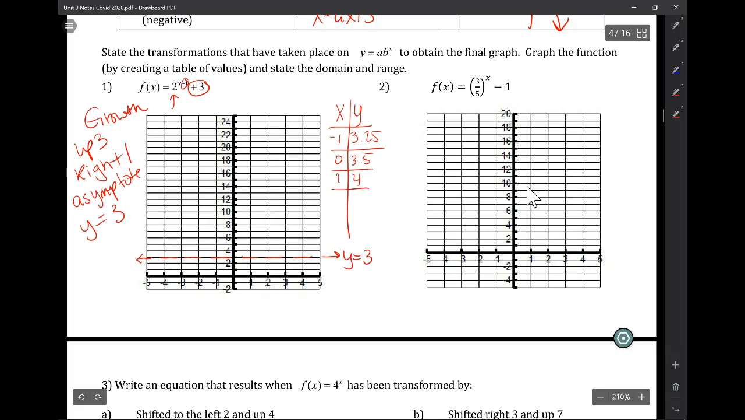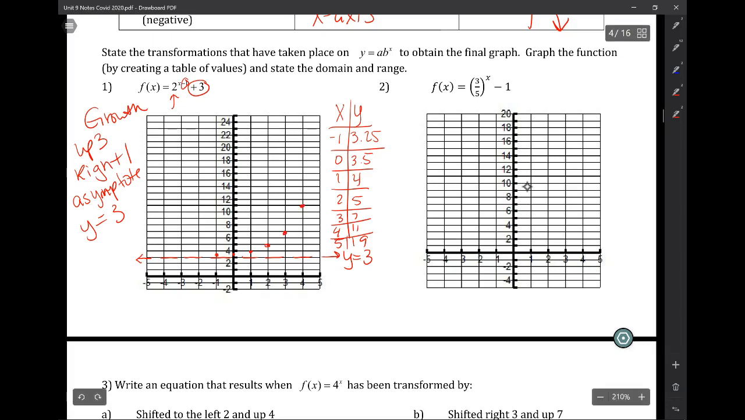So I'm going to plot these points, make a nice curve through the points. Remember, don't let your curve go below your asymptote line. All right, so -1 up 3.25, so it should be just above our asymptote. 0 up 3.5, which I know almost looks in the same spot as the other one, but we'll do our best. 2 up 5, 3 up 7, 4 up 11.